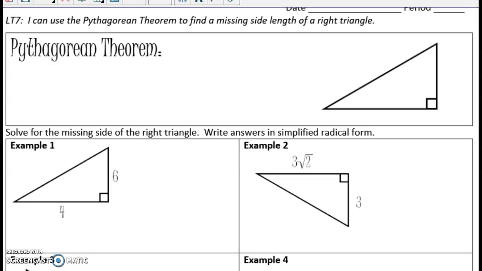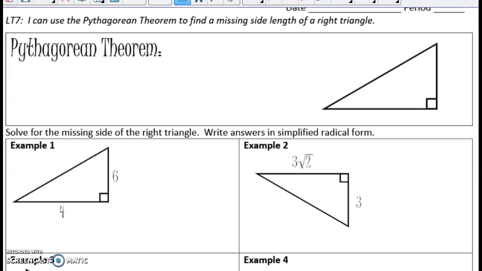So to end this out, we're going to talk about Pythagorean theorem. This is something you may have done in 8th grade a little bit. This is something you're going to use in geometry, so you definitely need to know this, and it does take into account what we've been talking about with radicals. Pythagorean theorem only works for right triangles.